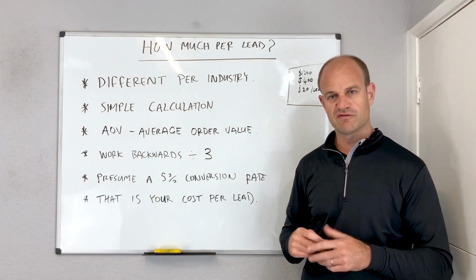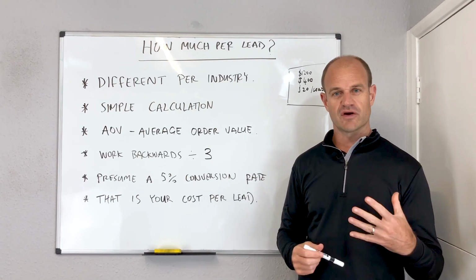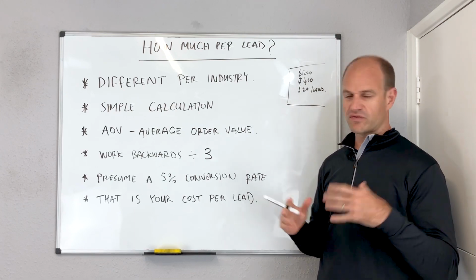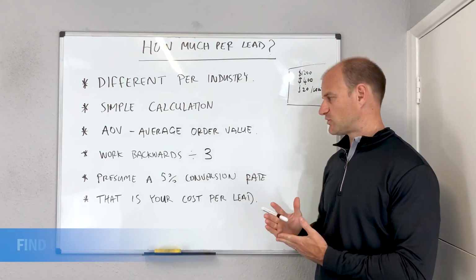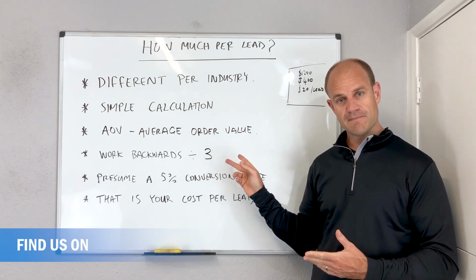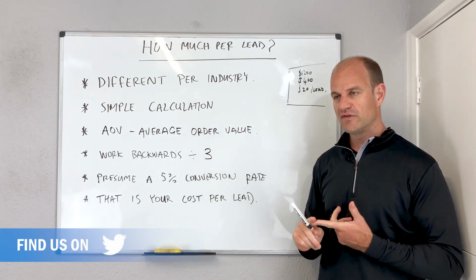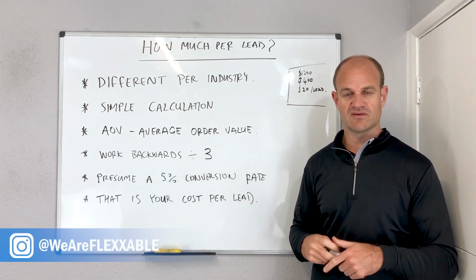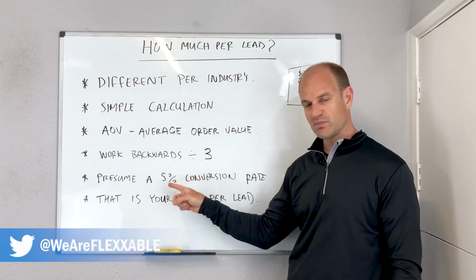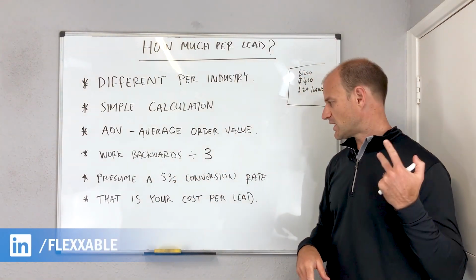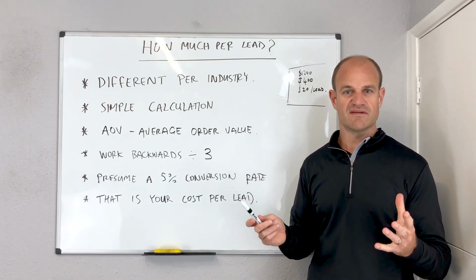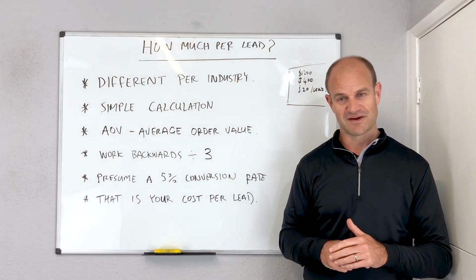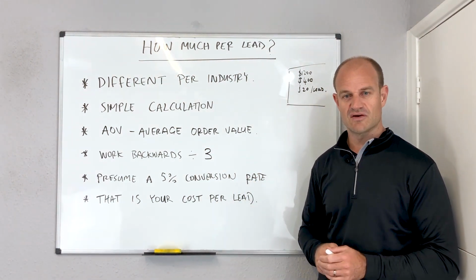If you work backwards from that average order value or the lifetime value of the customer, you can figure out roughly what they're willing to pay from that figure. So if the client makes roughly $3,000 per sale, we divide by 3, and that gives us $1,000. Then we presume a 5% conversion rate. That can be a little bit conservative, but it's probably safe to stick with that number. 5% of $1,000 is $50, and that is your cost per lead.